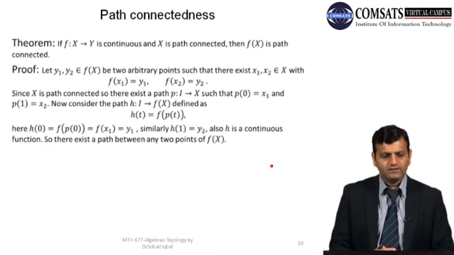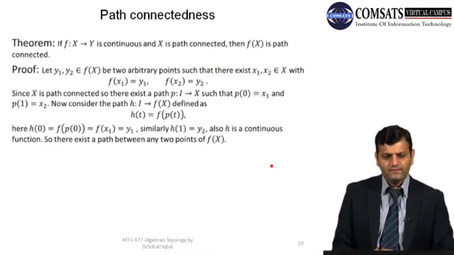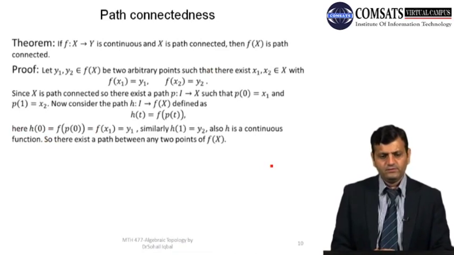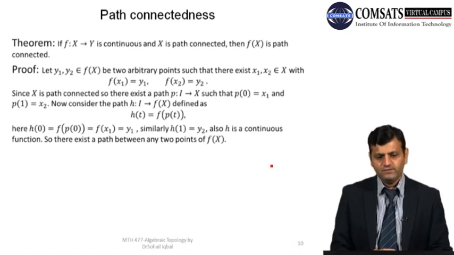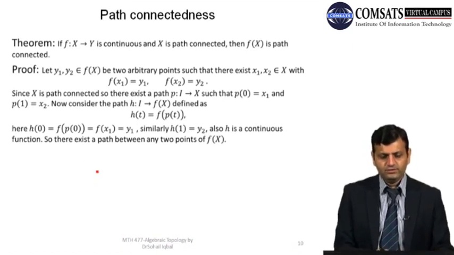Now let's see our next result. If f is a continuous function from space X to Y, and X is path connected, then f of X is path connected. In other words, the continuous image of a path connected space is path connected, or in other words, path connectedness is a topological property, a topological invariant. So let's see how to show this result.